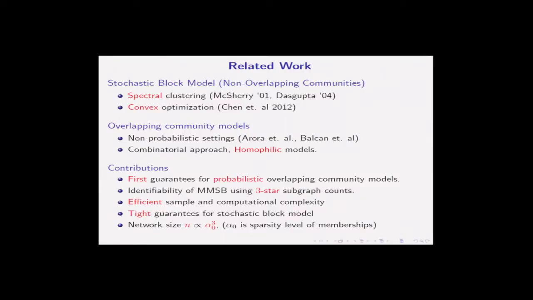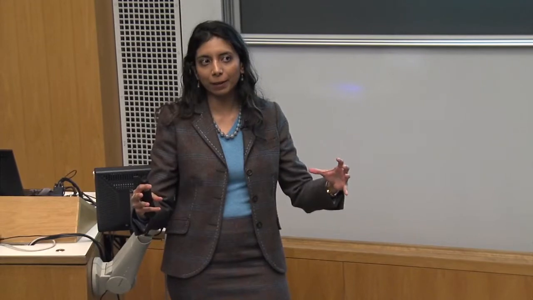But when it comes to learning community models where communities can overlap, the work is much more limited. The previous works are not probabilistic approaches. They are based on combinatorial approaches. They're very different from this current setup. So I'd like to emphasize that this work that I'll present is the first one to guarantee recovery of overlapping models under this probabilistic framework. And this is a unified framework that can handle a wide range of community overlaps.